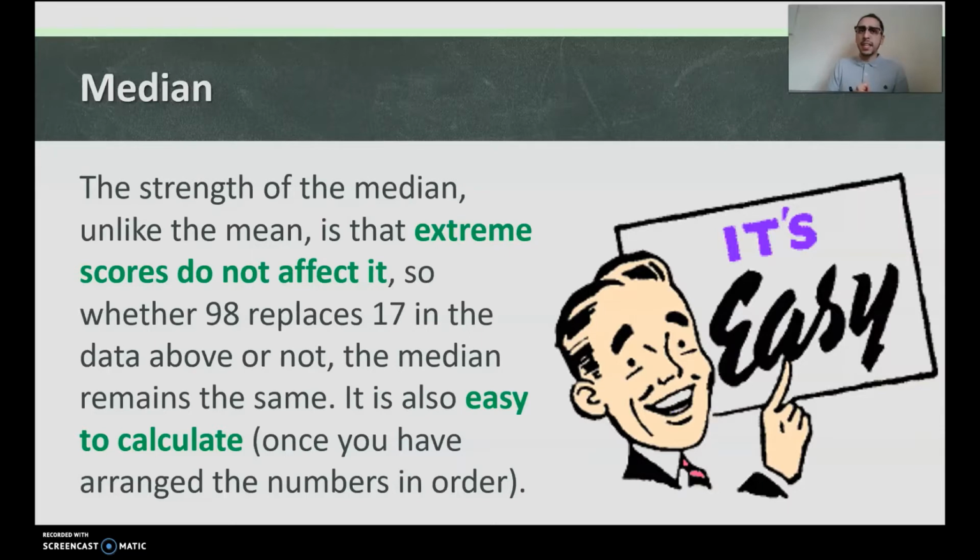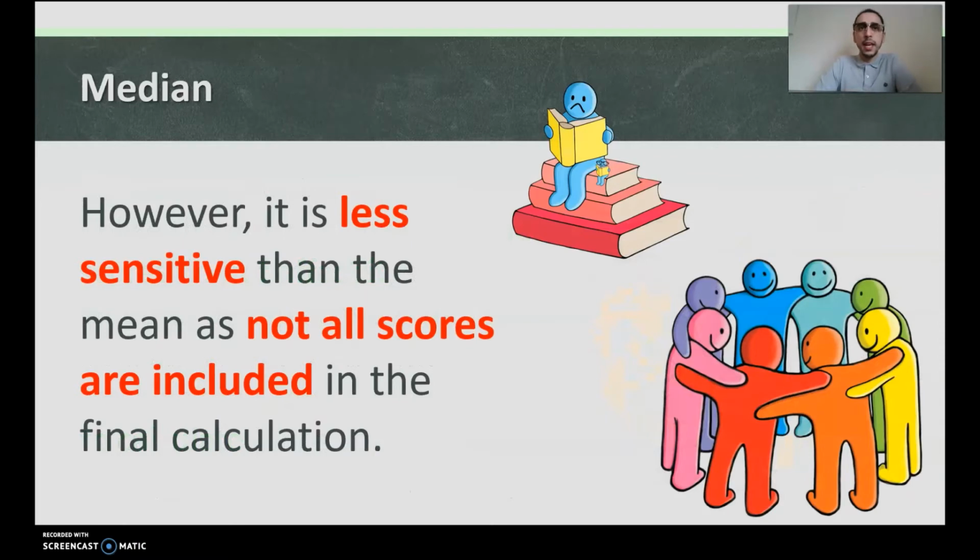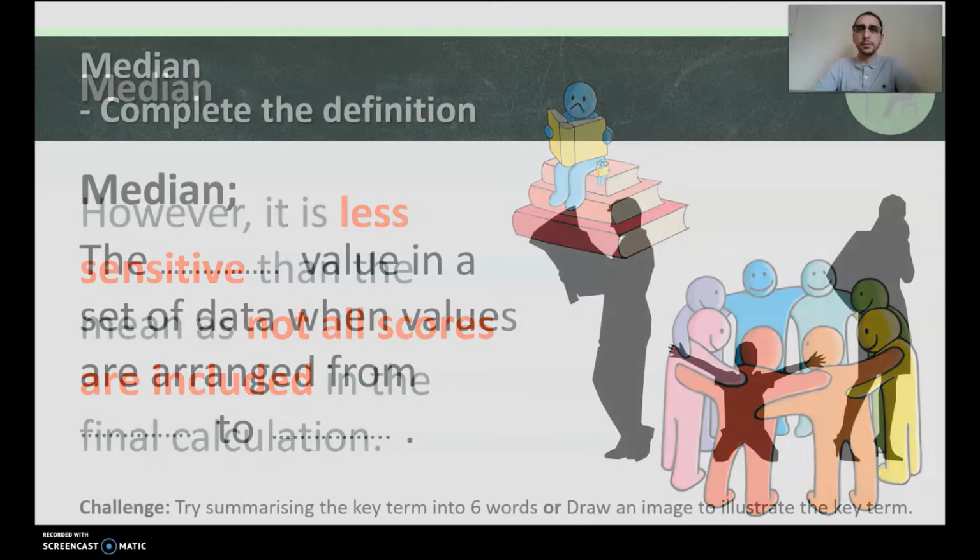You just take the middle number: you put them from smallest to highest, and then you take the middle value. The other benefit is that extreme scores do not affect it. If I put a really big number at the top or a really small number at the bottom, it will affect the mean quite drastically, potentially. But with the median, that's not the case. It will still be the middle value. However, it is less sensitive than the mean, as not all scores are included in the final calculation. That might be a weakness: you haven't included all the data.